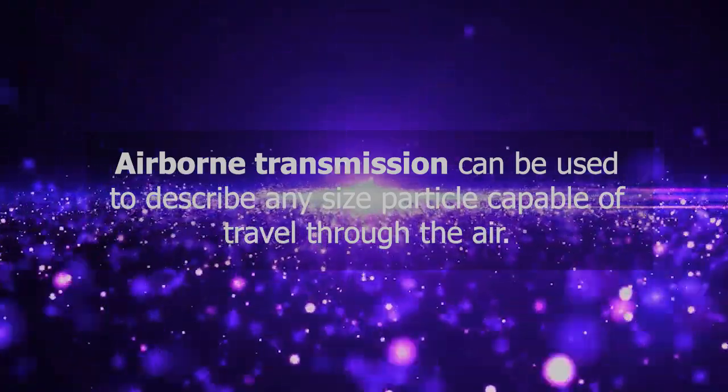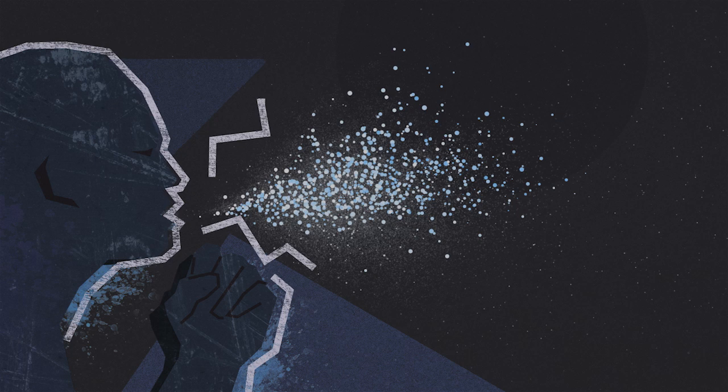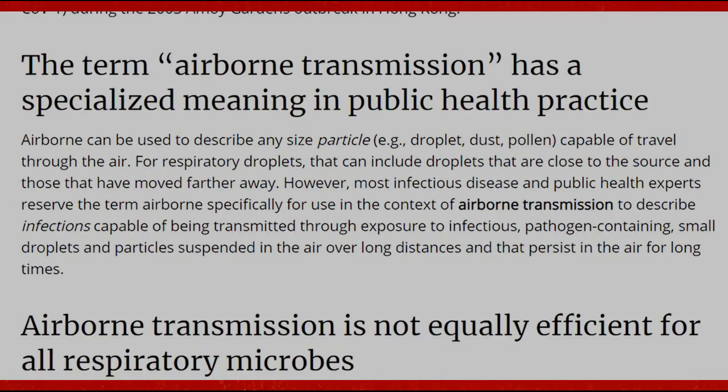The term airborne can be used to describe any size particle capable of traveling through the air. For respiratory droplets, that can include droplets that are close to the source and those that have moved farther away. However, most infectious disease and public health experts reserve the term airborne specifically for use in the context of airborne transmission to describe infections capable of being transmitted in the air over long distances and that persist in the air for long periods of time.